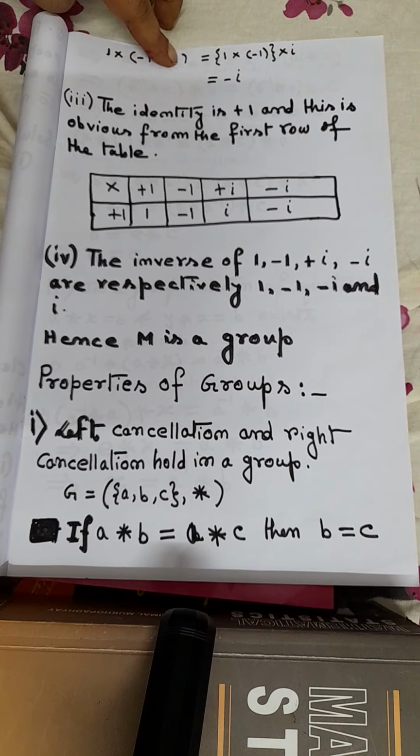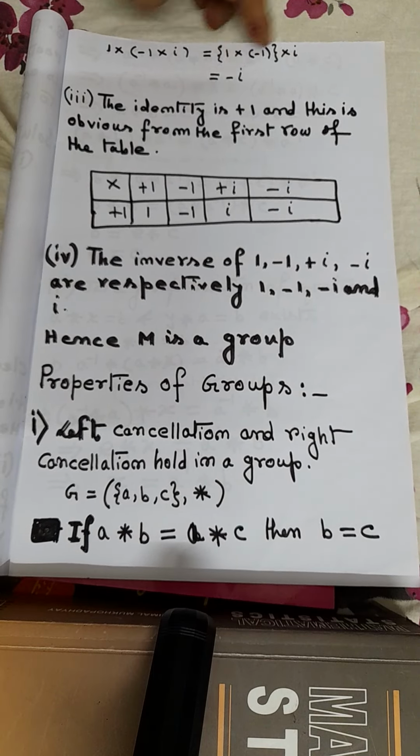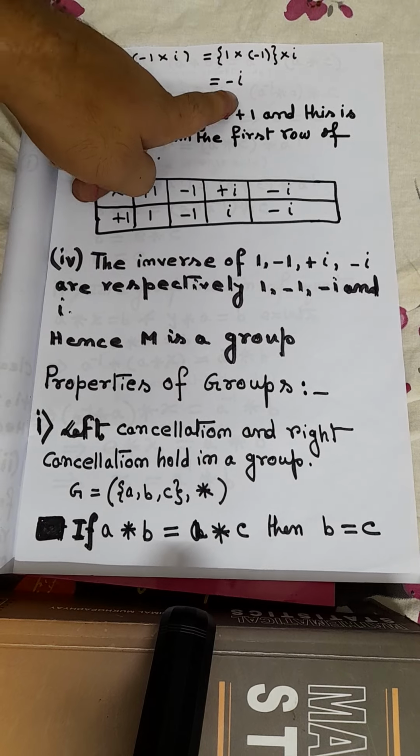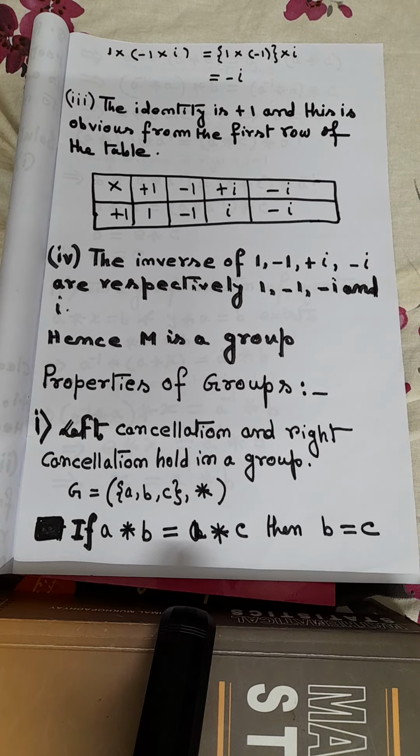1 into minus 1 into minus i equals 1 into minus 1 into plus i. What we will get? Minus i. Correct? You can check that.